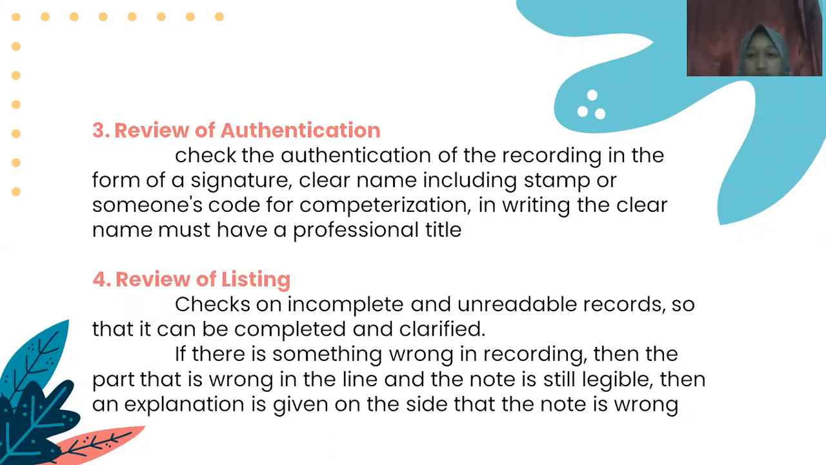In writing, the clear name must have a professional title. 4. Review of listing. Checks on incomplete and unreadable records so that they can be completed and clarified. If there is something wrong in the recording, then the part that is wrong is crossed out with a line, and the note is still legible. Then an explanation is given on the side that the note is wrong.